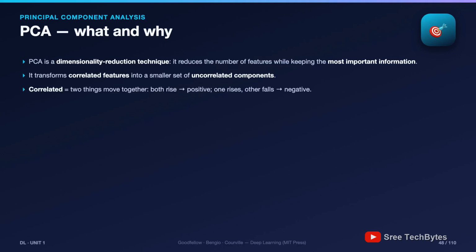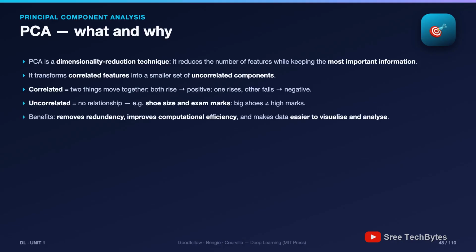Correlated means two things move together. If one rises, the other tends to rise or fall, predictably. Uncorrelated means no relationship. The source book has a lovely example: shoe size and exam marks. Big shoes do not mean high marks. Uncorrelated.